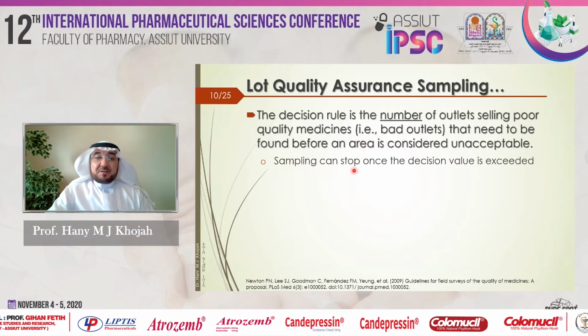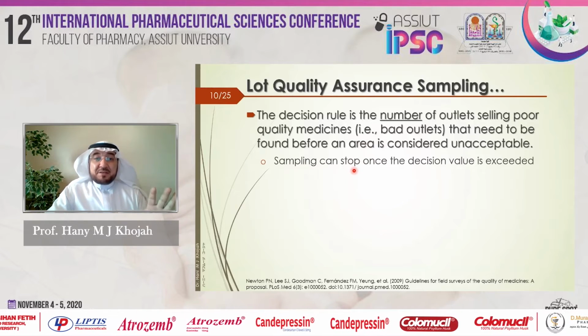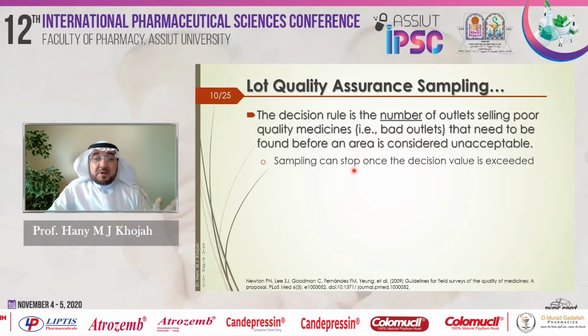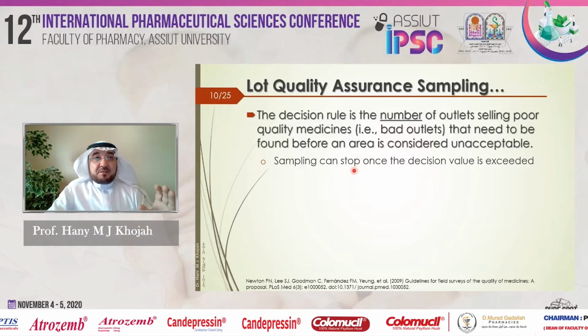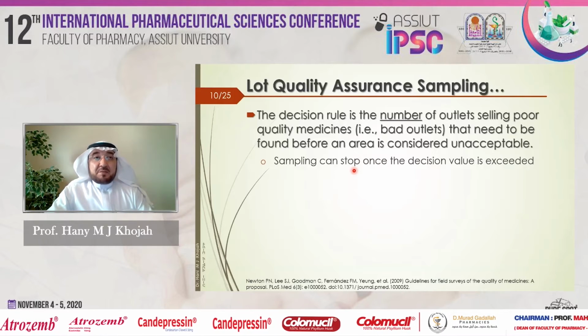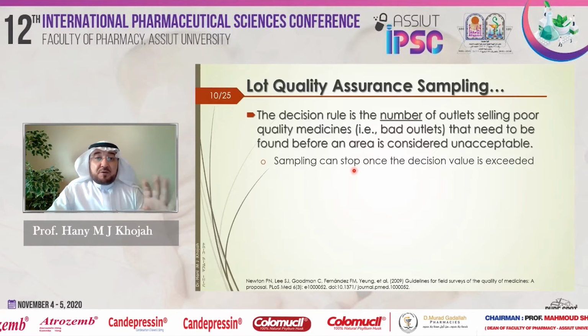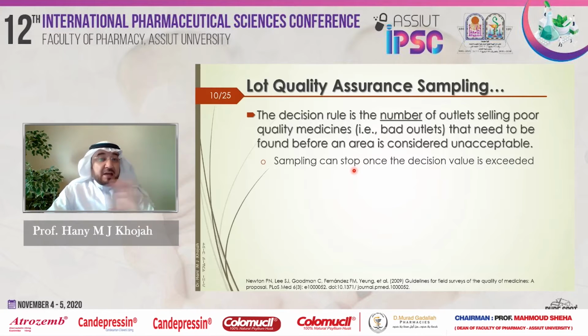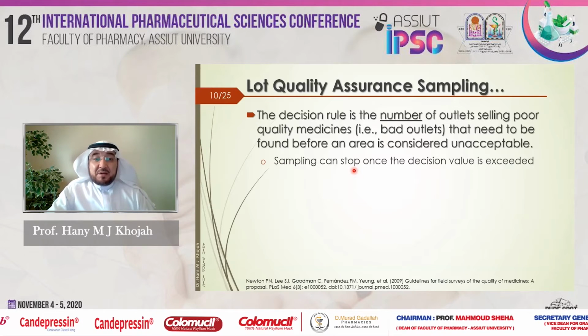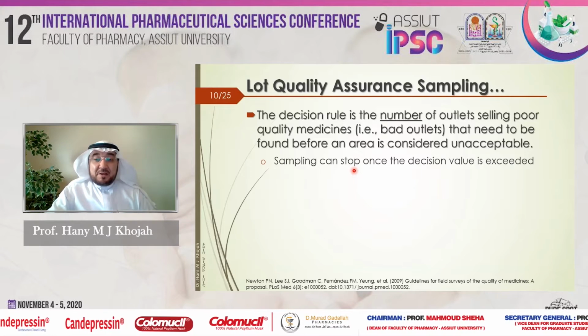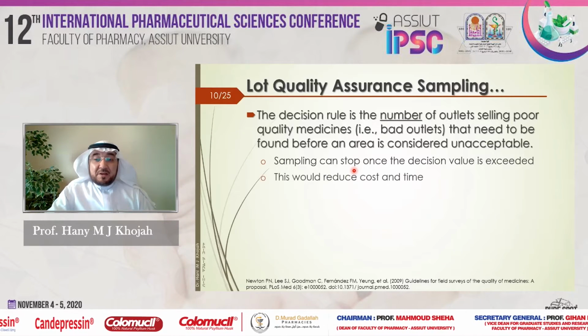Immediately when I reach 4 pharmacies that sell low quality medicines, I can stop sampling. Let's say I just finished 20 pharmacies only, but I found 4 of them selling counterfeit medicine. I can stop. No need to continue. This will save me money, time, and resources. So this is a very good benefit of this sampling method.